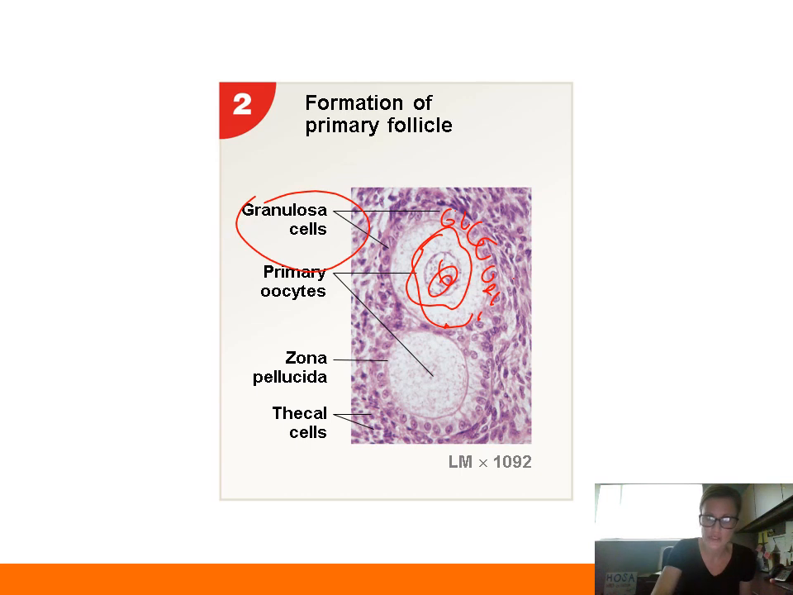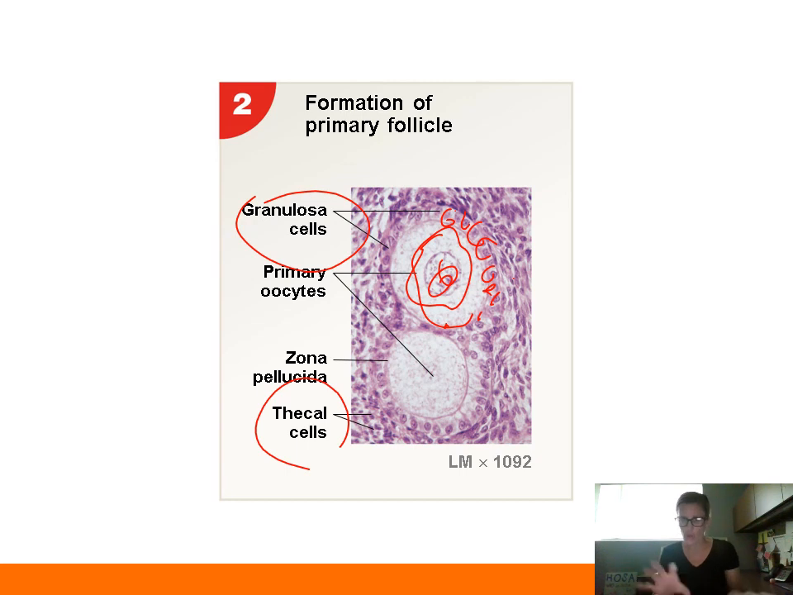So once we see the primary oocyte with these granulosa cells around the outside, that's the primary follicle. Now, this is not a primordial follicle, this is a primary follicle. Also, we see that, surrounding the oocyte, we have a ring of granulosa cells, but then outside of that, we see that the primary follicle is surrounded by thecal cells.